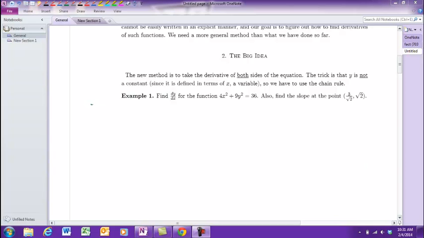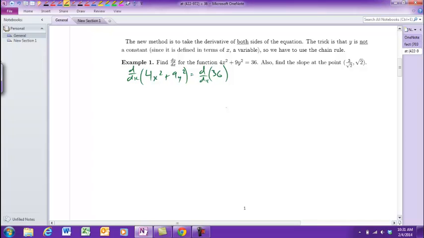It says, example 1, find dy dx for the function 4x squared plus 9y squared equals 36. Once we finish that, we'll find the slope. But for now, let's just do dy dx. So here's the idea. We write our equation, 4x squared plus 9y squared equals 36. And we're going to take the derivative, d dx, of both sides of the equation. What you do to one side of the equation, you have to do to the other.